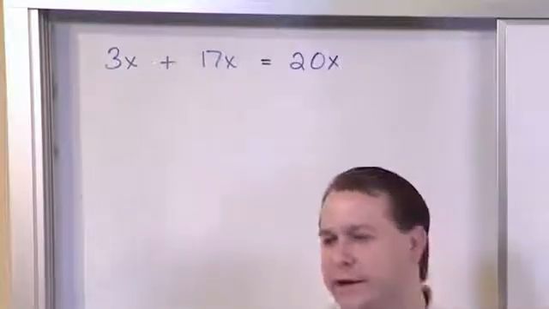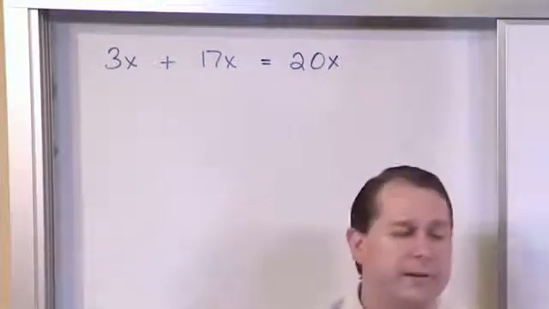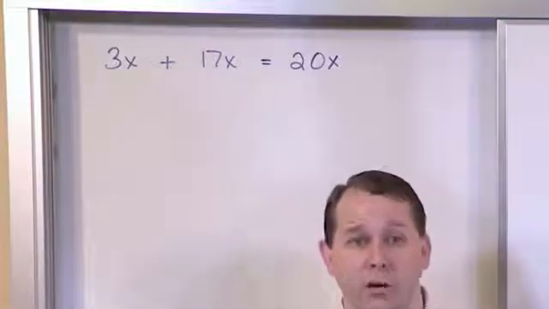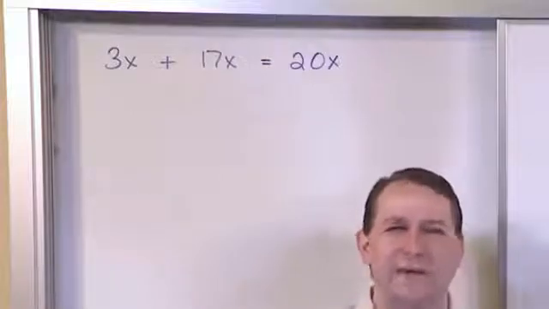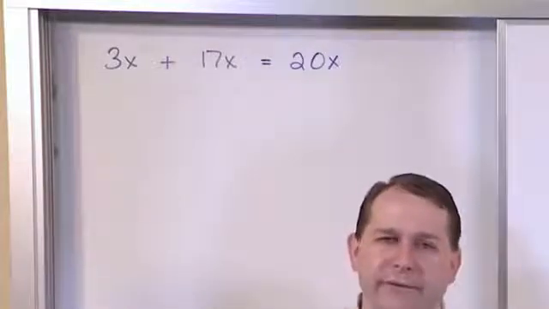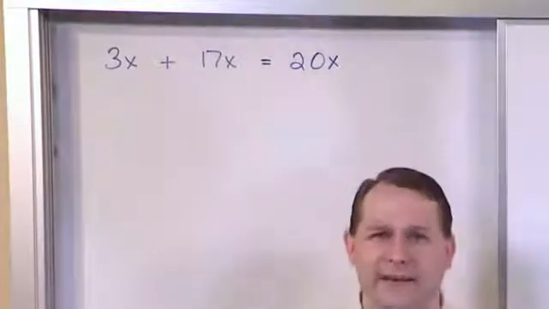What would happen if you had 3 oranges plus 17 used cars? Well, could you add them together? Could you add those together? Well, sure, you could add the numbers, 3 plus 17, but what would it represent? Would that even make sense?